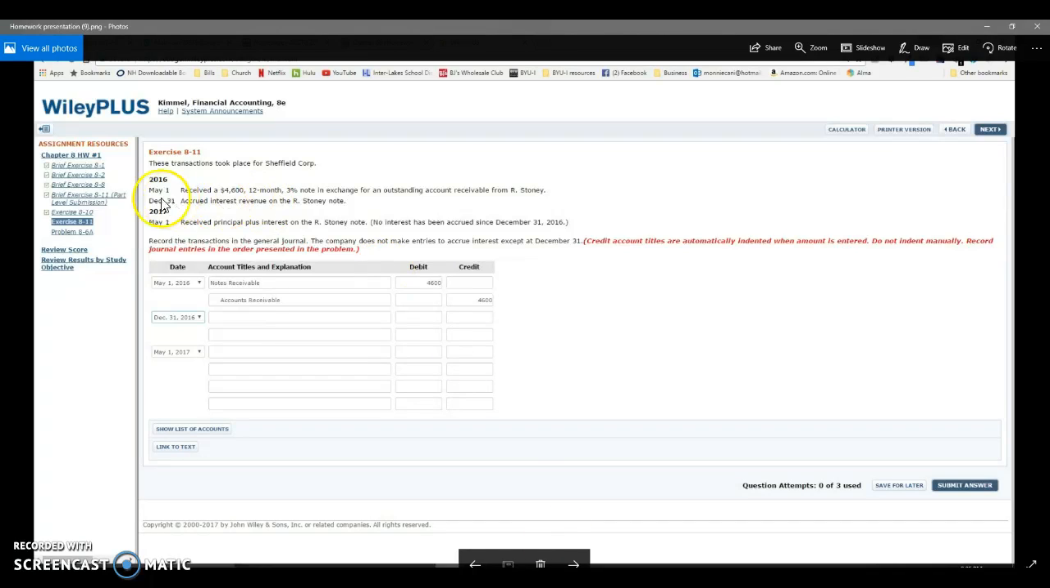Okay, so December 31st, accrued interest revenue on the R. Stoney note. So we're not actually receiving cash, we're just recognizing that at the end of the year. It says the company does not make entries to accrue revenue or accrue interest except at December 31st. So that's what we're doing. We're just showing that interest that is building, but we haven't actually received cash for it yet. And so we've got interest receivable, meaning that we're going to receive it down the road. And we need to know how much that interest is.